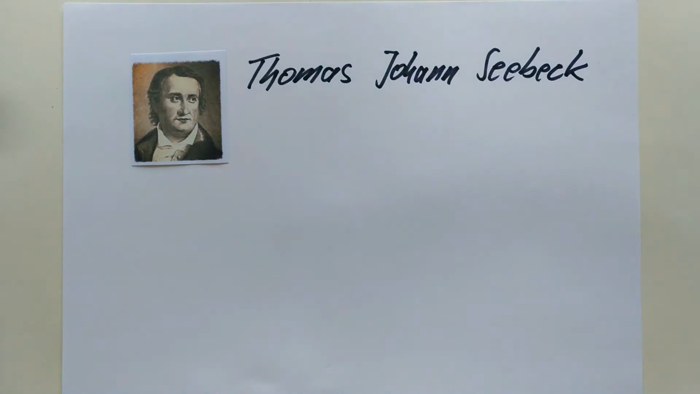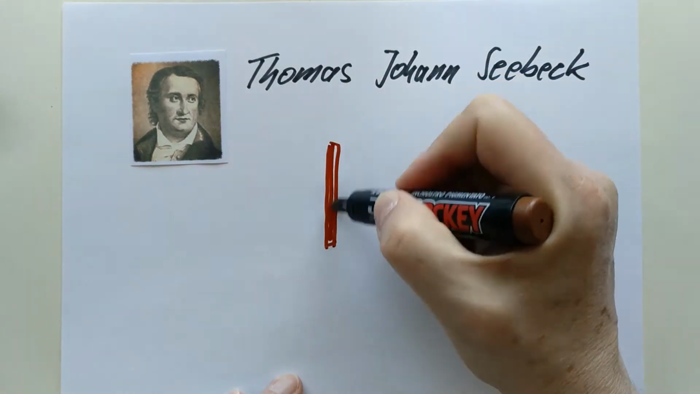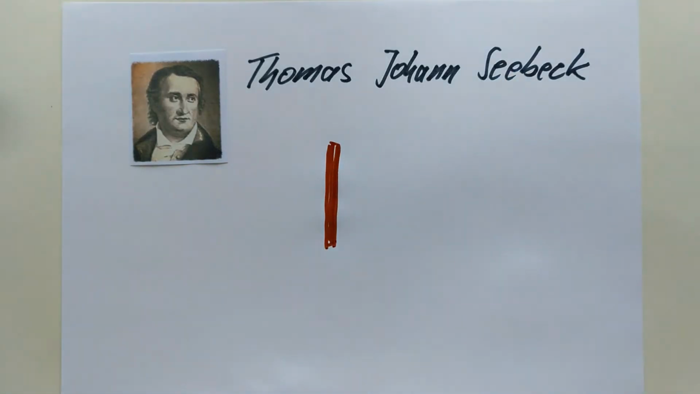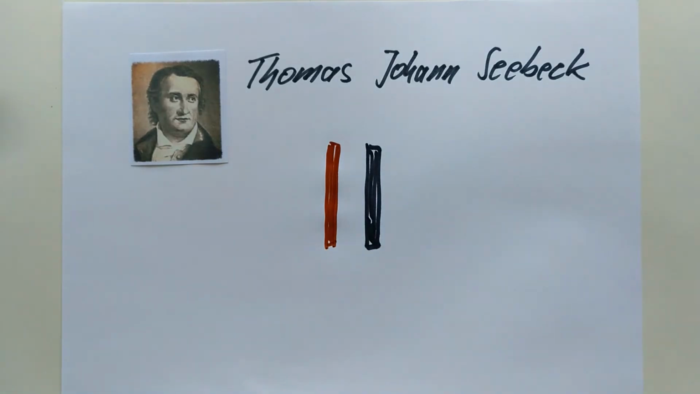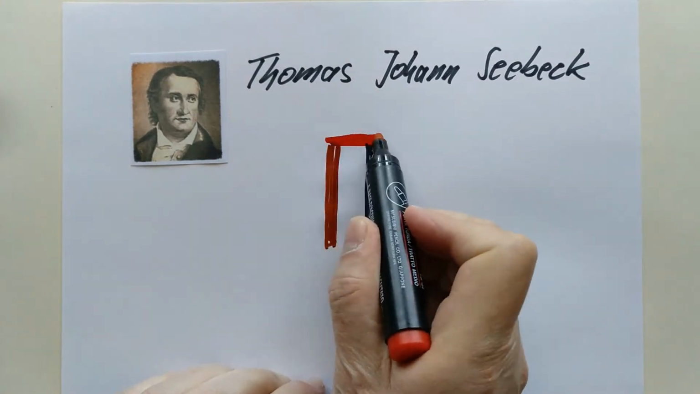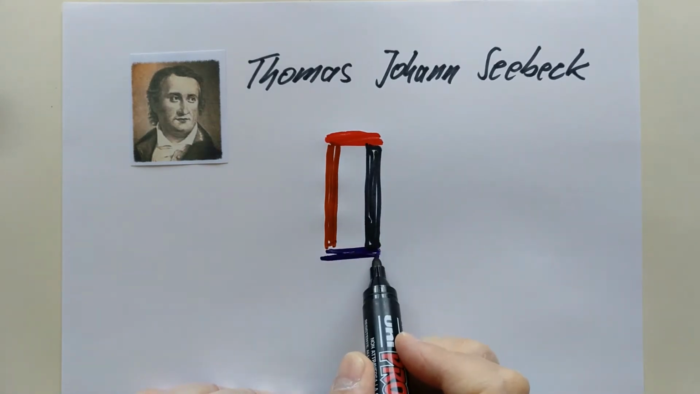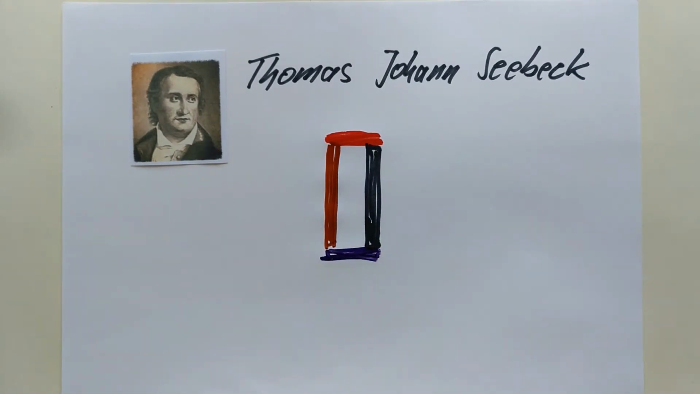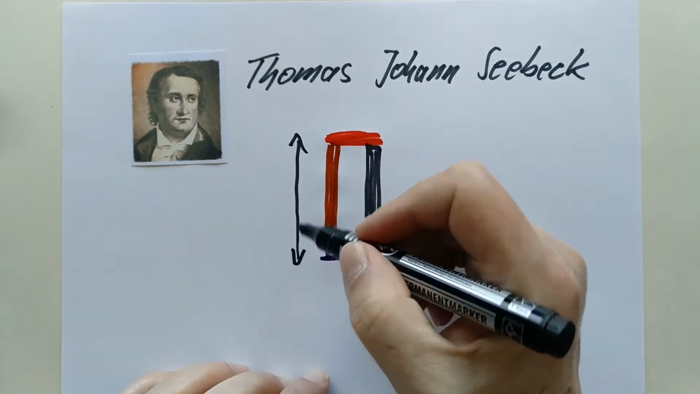This gentleman discovered 200 years ago that in an electric circuit of two different metals, a voltage is created when there is a temperature difference between the two connections of the metal rod. Materials with high electrical conductivity and low thermal conductivity are suitable for these elements, which are named after the discoverer.